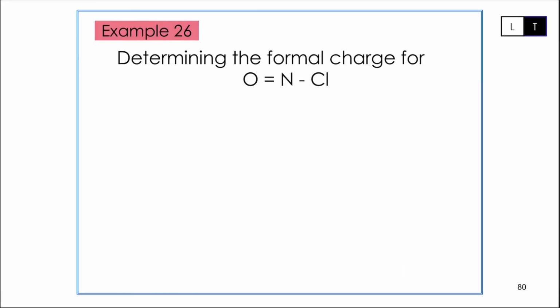Let's try example 26. Saya akan gunakan calculation based on the general formula first. So, we are going to calculate each formal charge for each atom dalam ONCl.